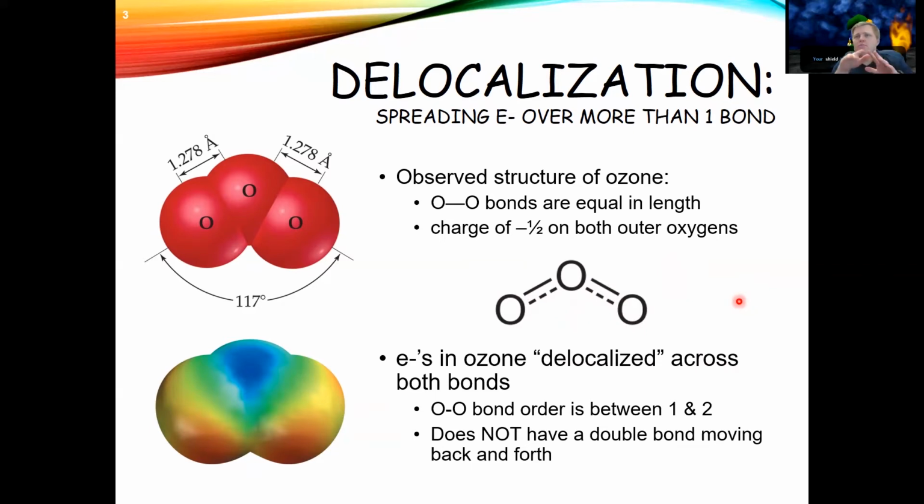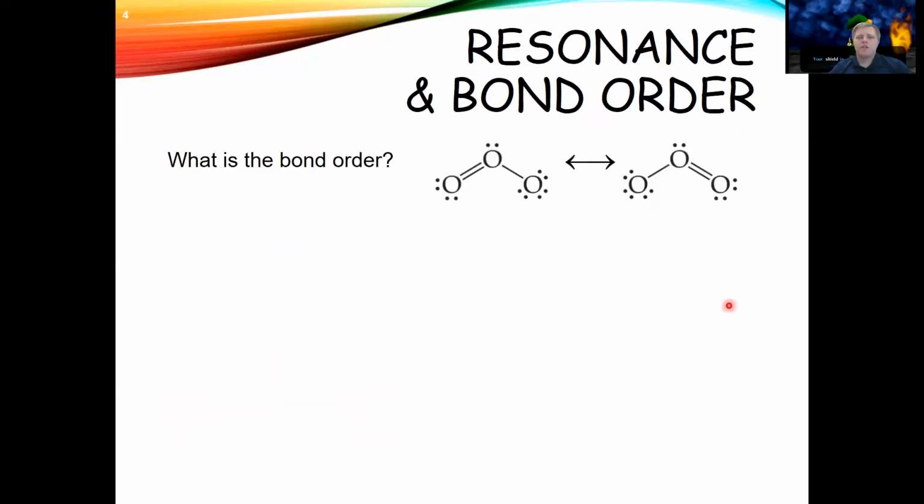And actually, I'll backtrack a little. We will use terms like this double bond flipping back and forth here, but in reality, it's not happening. In reality, we just have this delocalized bond that's not changing shape. So first, let's talk about bond order. How do we figure out the bond order in a structure like this? It's actually not too complicated.